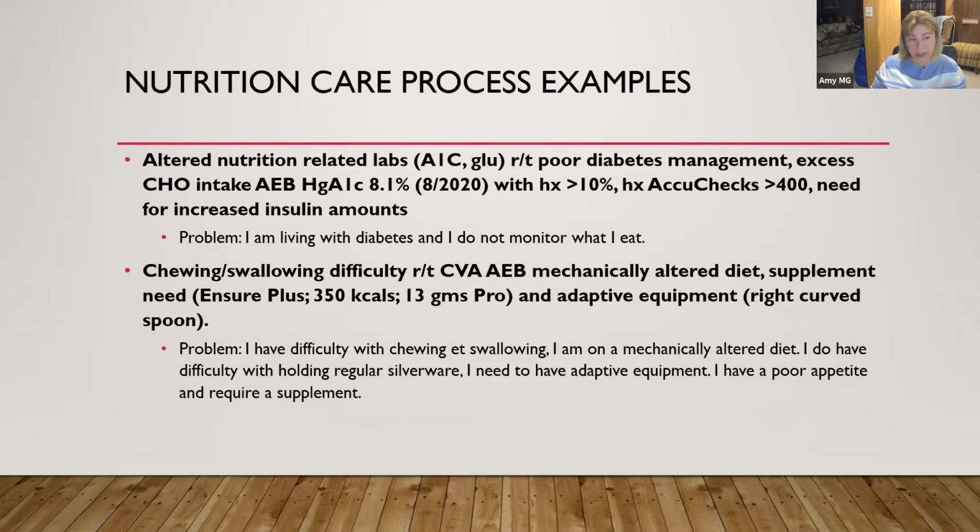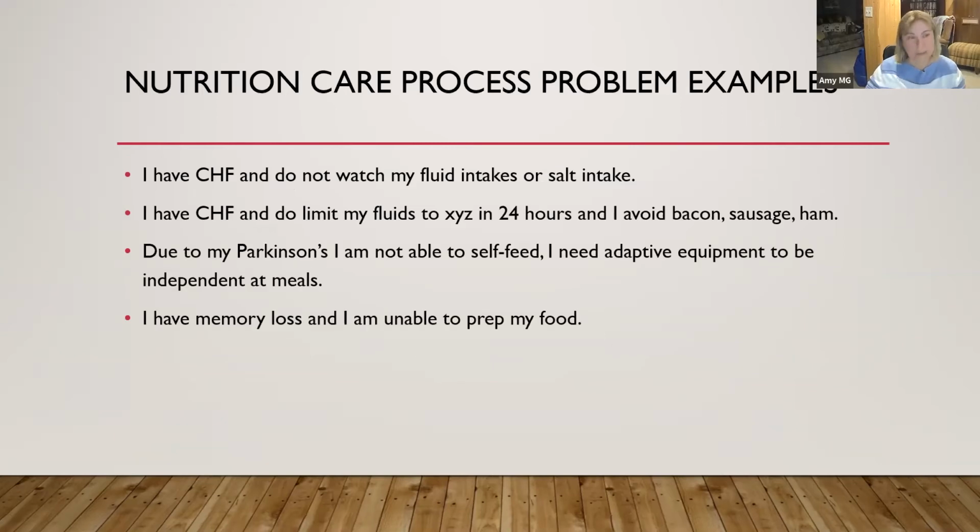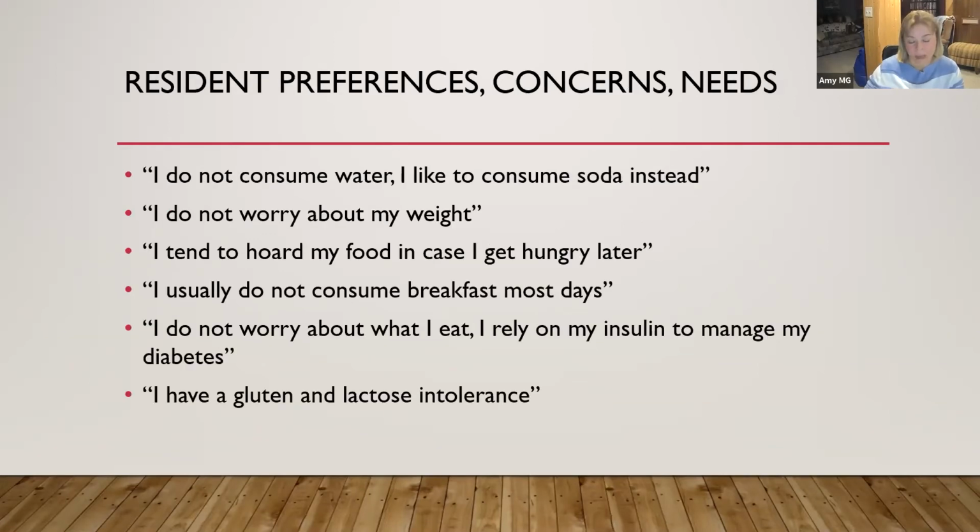But again, this resident says, "I have difficulty with chewing and swallowing. I'm on a mechanically altered diet. I do have difficulty with holding regular silverware, so I need adaptive equipment. And I have a poor appetite and require a supplement." And the list can go on and on and on. A few more examples as well. If you've got somebody with CHF that doesn't want a fluid restriction, has refused a fluid restriction, and doesn't want to eliminate their salt. Parkinson's, and memory loss. And we go back to resident preferences, concerns, and needs.